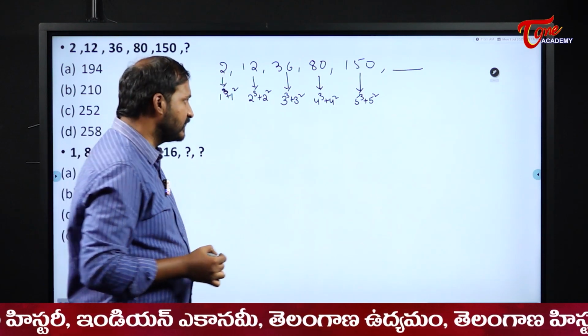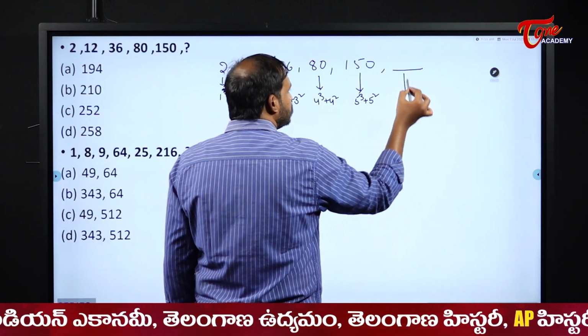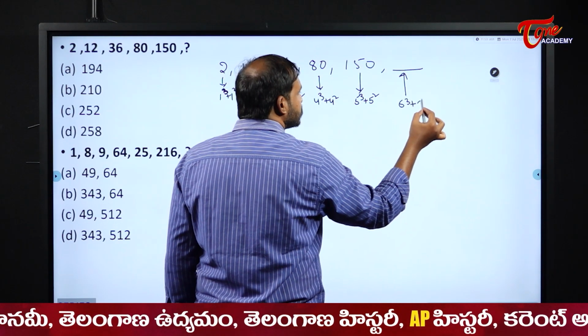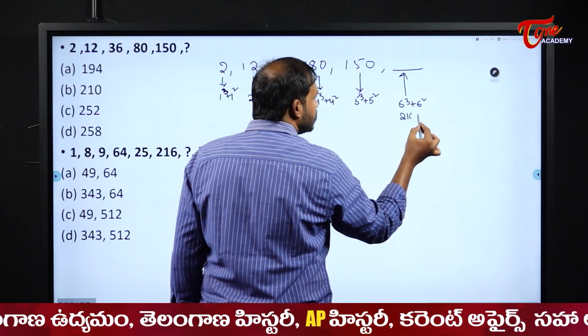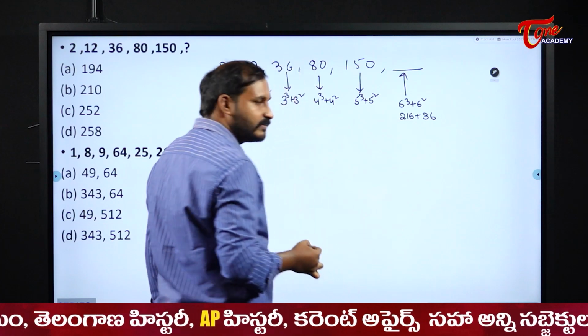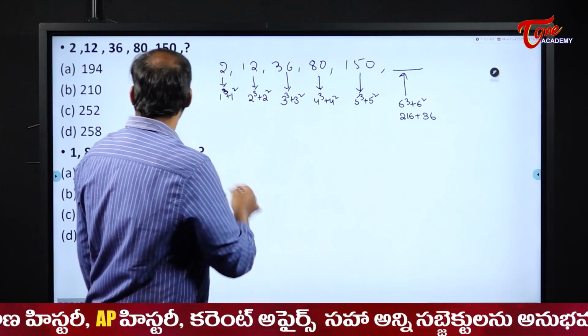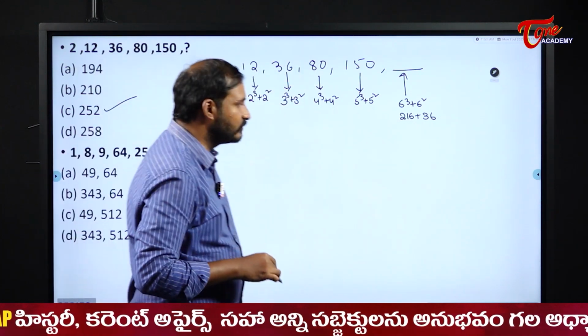Am I correct? Yes, sir. Then what should be the next one? 6 cube plus 6 square. 6 cube is 216. 6 square is 36. 216 plus 36, it becomes what? 252. So our answer here becomes 252.